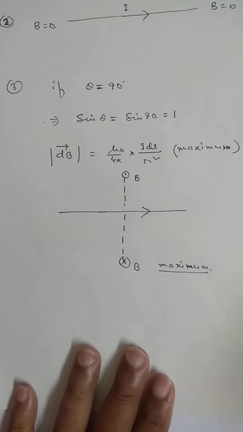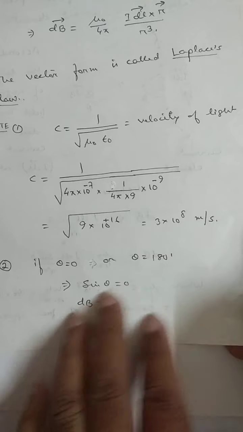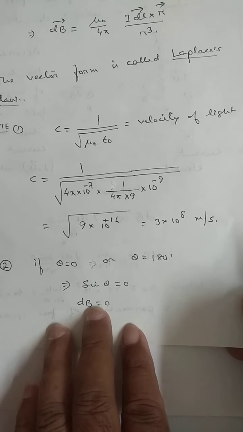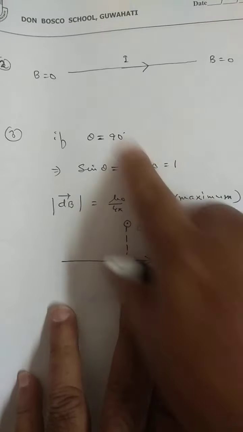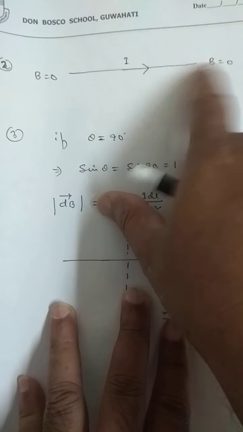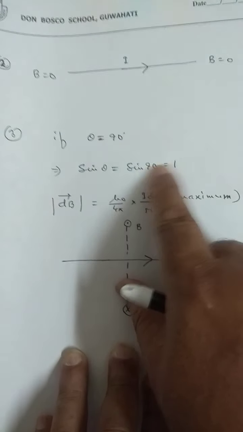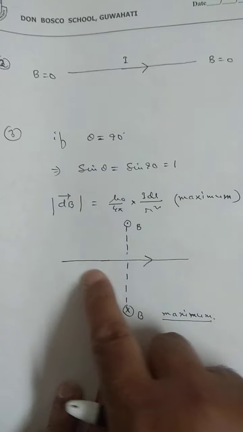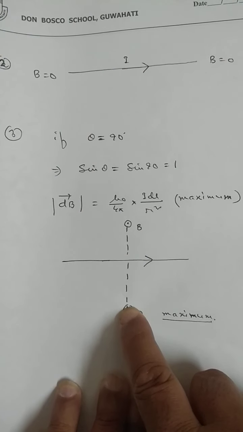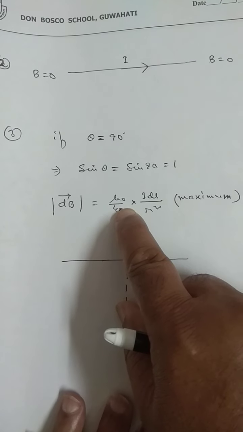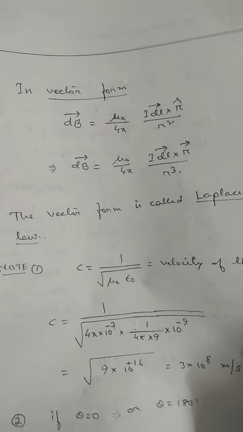This is already discussed when theta is equal to 0. When theta is equal to 0 or theta is equal to 180 degrees, sin theta is 0, therefore dB is 0. That means when current flows through a wire, at this point and at this point, there is no magnetic field. When theta is 90, sin 90 is 1, so dB is maximum. So due to this current carrying wire, the magnetic field around this point and around this point will be maximum.